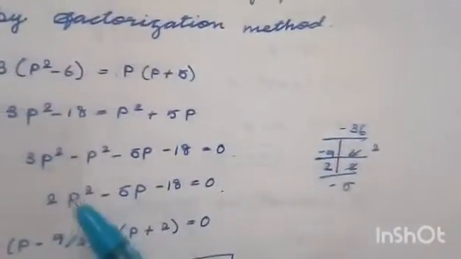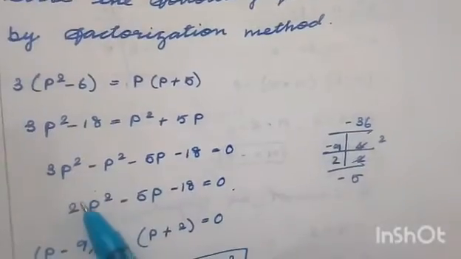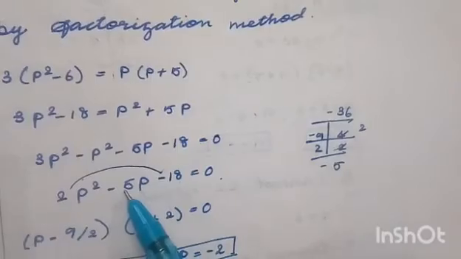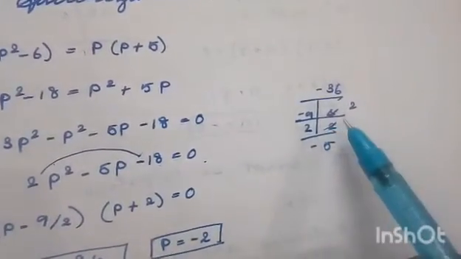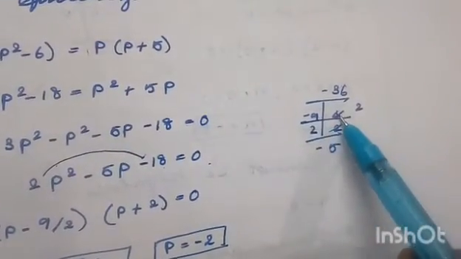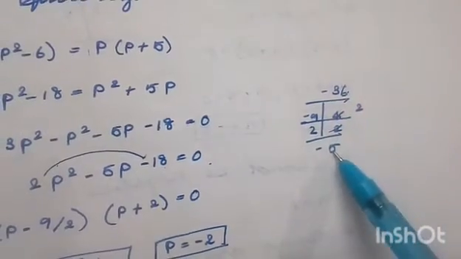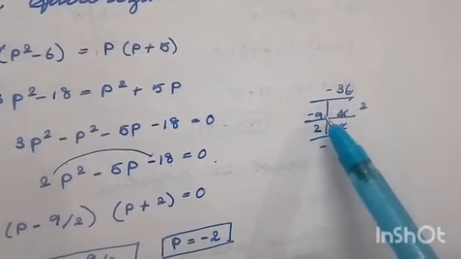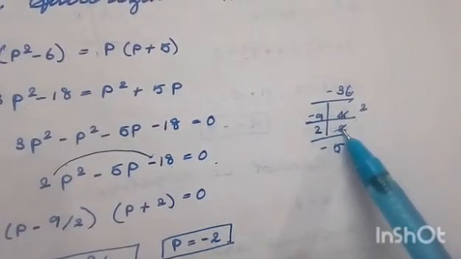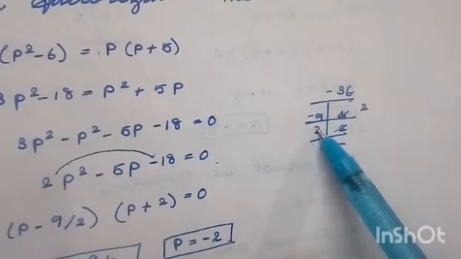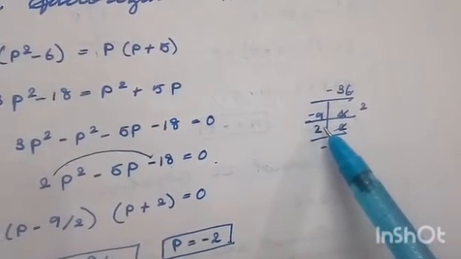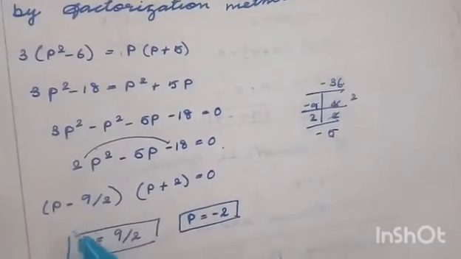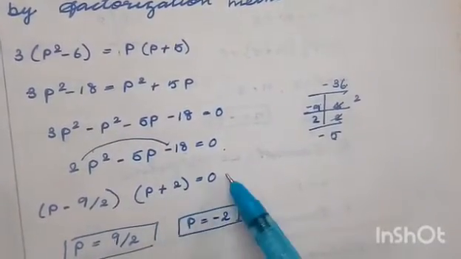So for the factors, you know the coefficient is 2. So you have to multiply these two, 2 into 18, that is minus 36. Then their sum value is minus 5. So 9 fours are 36, and the same numbers satisfy the sum also. So in the beginning you multiplied by 2, and after finding the factors you have to divide by 2. 9 by 2, 4 by 2. So it is not able to cancel, so keep the same number as a fraction. For this, 1 2 is 2, 2 2s are 4. So the factors are p minus 9 by 2 into p plus 2 equal to 0.